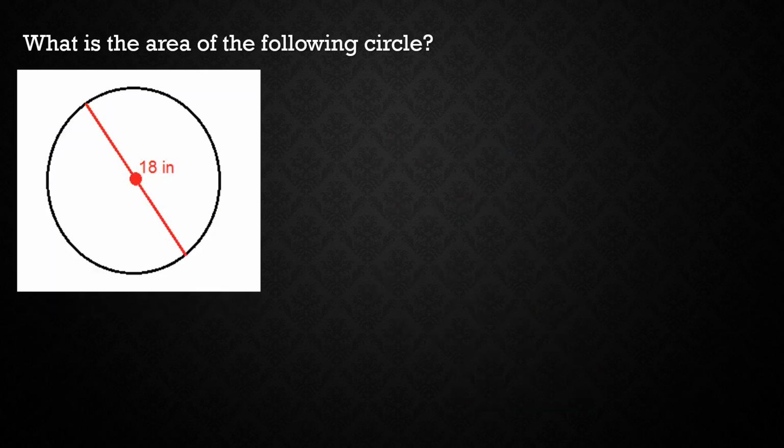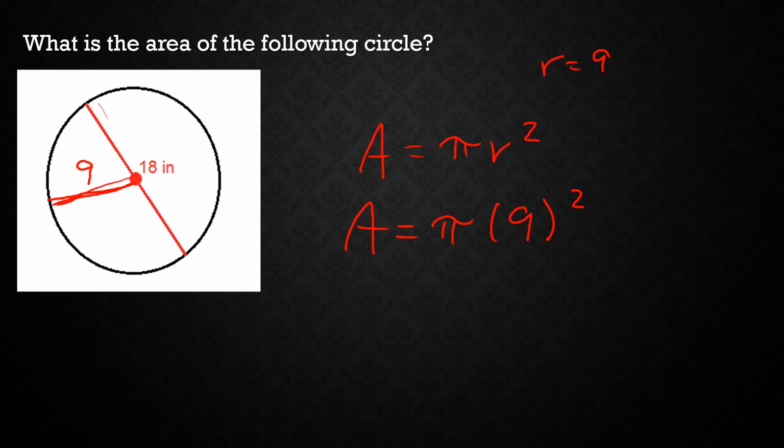Alright, next one. What's the area of this circle? However, here, I know that I need to do pi times r squared. But if I look at my circle here, I'm given my diameter, okay? This is all the way across. I need to know what my radius is, which is just half, okay? Half of 18 is 9, which means that my radius for this circle is going to be 9. So area is equal to pi times 9 squared. Remember that is 9 times 9. 9 times 9 is 81 pi.